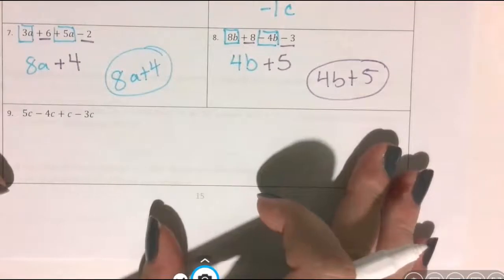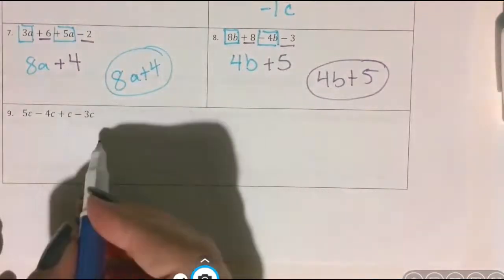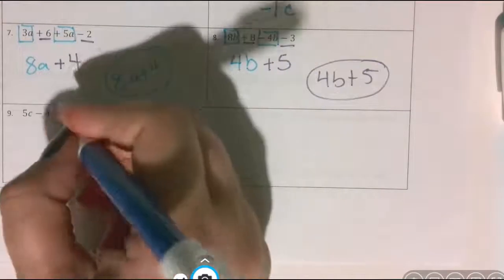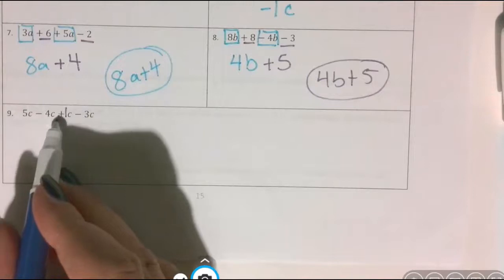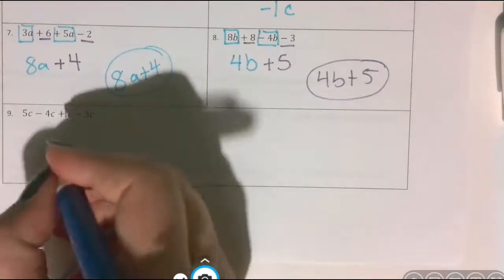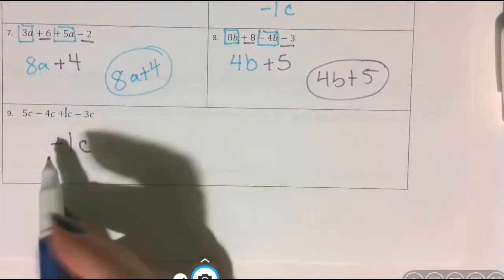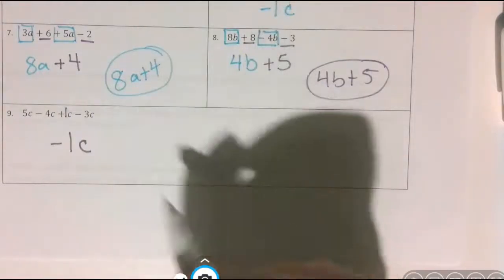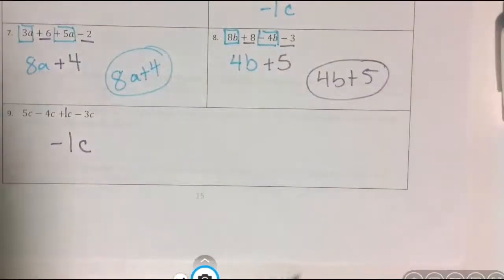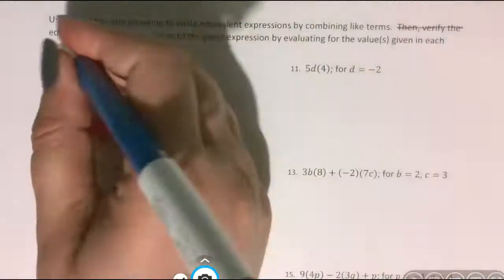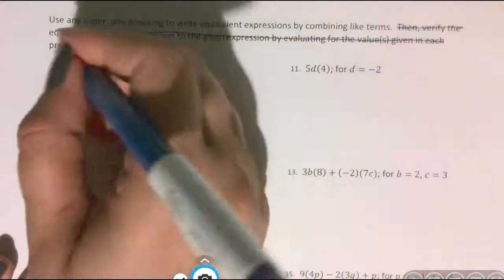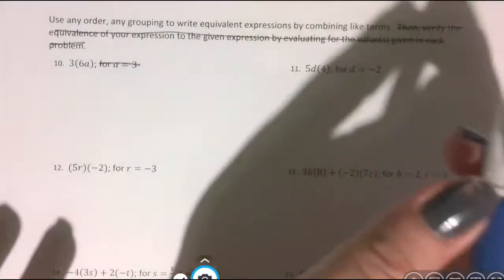Okay, here we go. We've got, again, all c's. 5 minus 4 is 1, plus 1 is 2, minus 3 is negative 1. Number 9 and number 6 were exactly the same. That's okay. Now, next page. Again, we are not going to be verifying today.